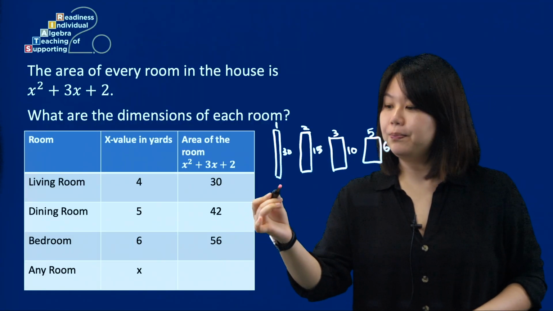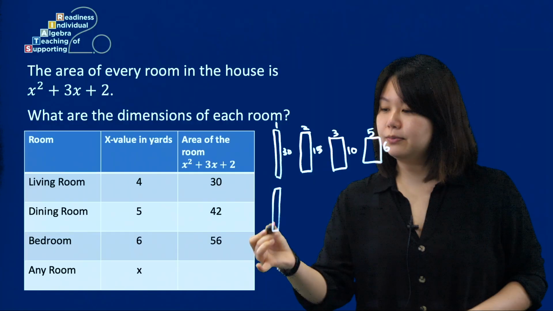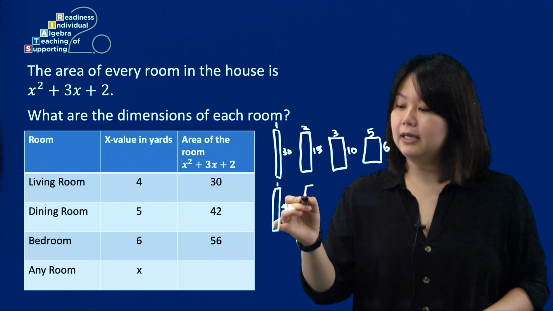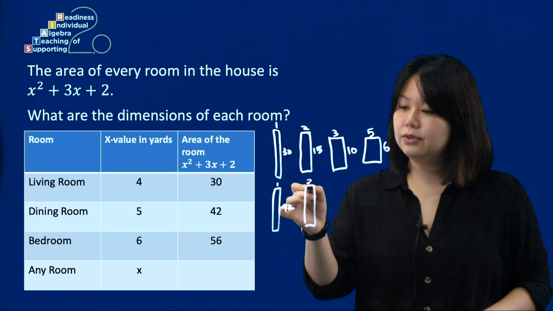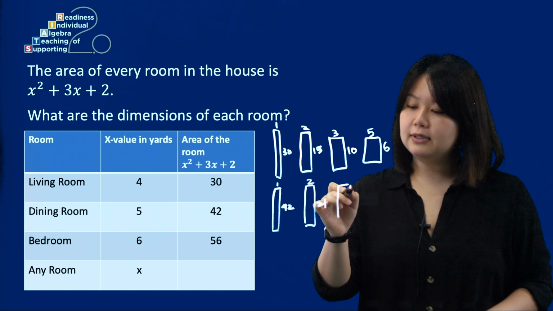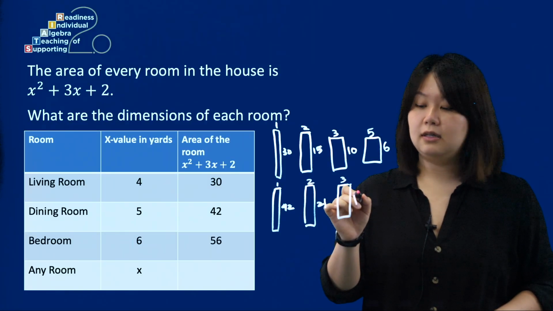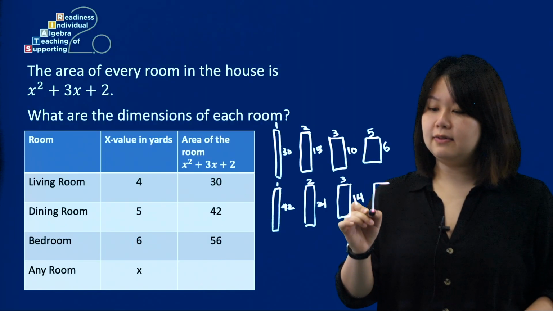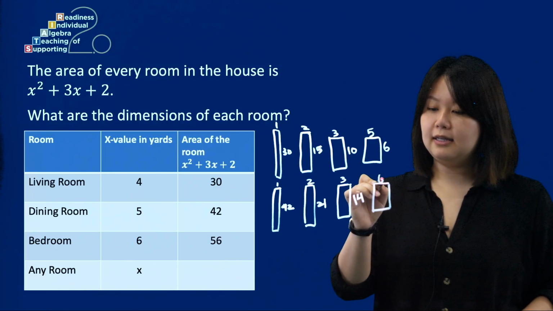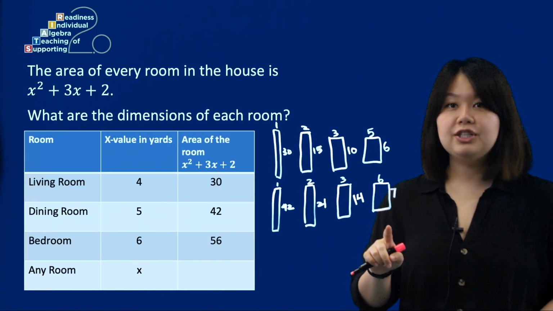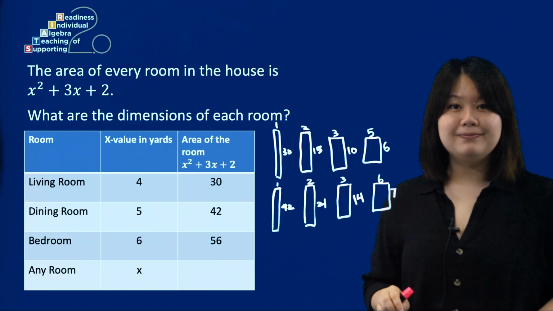So for 42, we can say that the first room has 1 and 42. The next one can be 2 and 21. Keep going. 42 is also divisible by 3, and that is 3 and 14. And finally, 42 is divisible by 6 and 7. So all 4 of these pairs of dimensions have the product of 42.